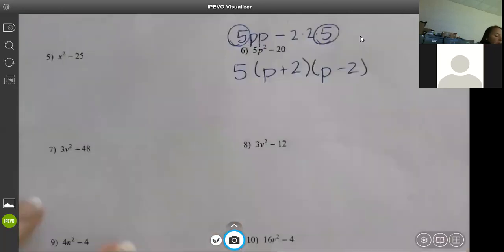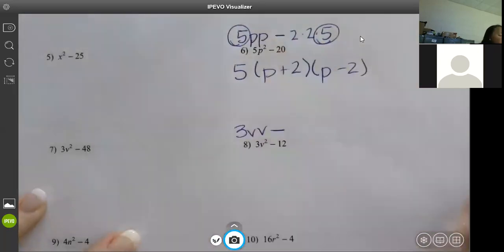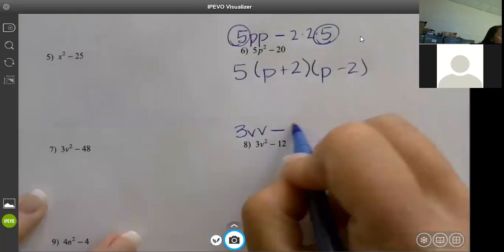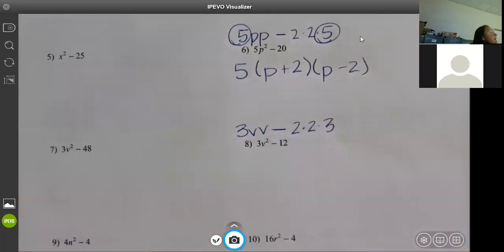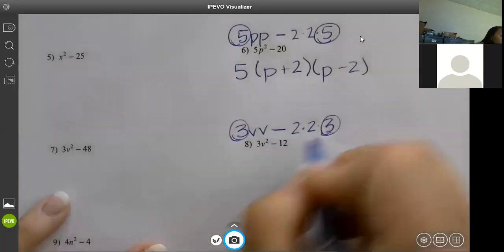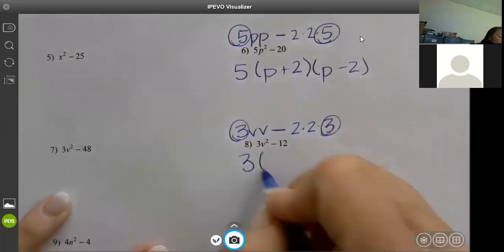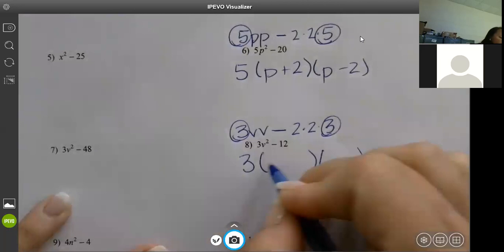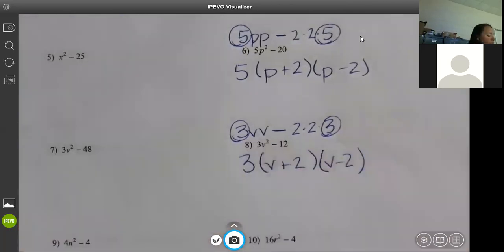Same thing on number 8. I have a 3 and 2 V's. We have a minus. 12 is 2 times 6. 6 is 2 times 3. I don't see pairs, but what do I see? The 3. So that goes on the outside. Now I see pairs. So in the parentheses, a V goes in the front and a 2 in the back. One is positive, one is negative.